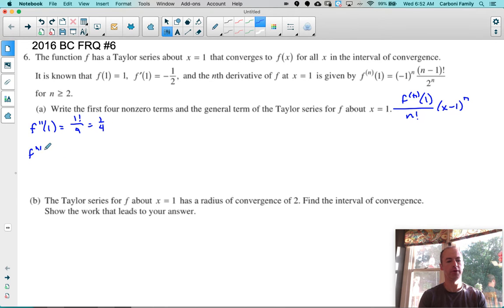F triple prime of 1 is going to be when I plug in 3. So that's going to be negative. 3 minus 1 is 2 factorial, over 2 cubed is 8. And that would reduce to negative 1/4 also. So it's negative 1/4 instead of positive 1/4.